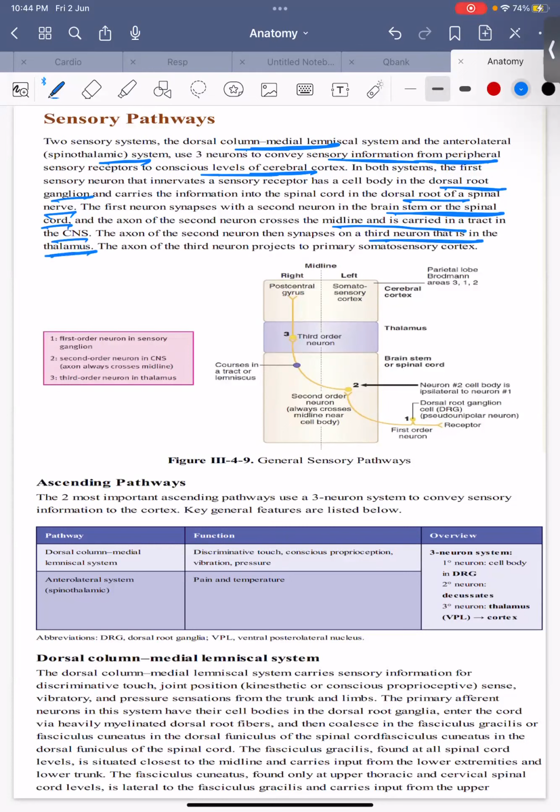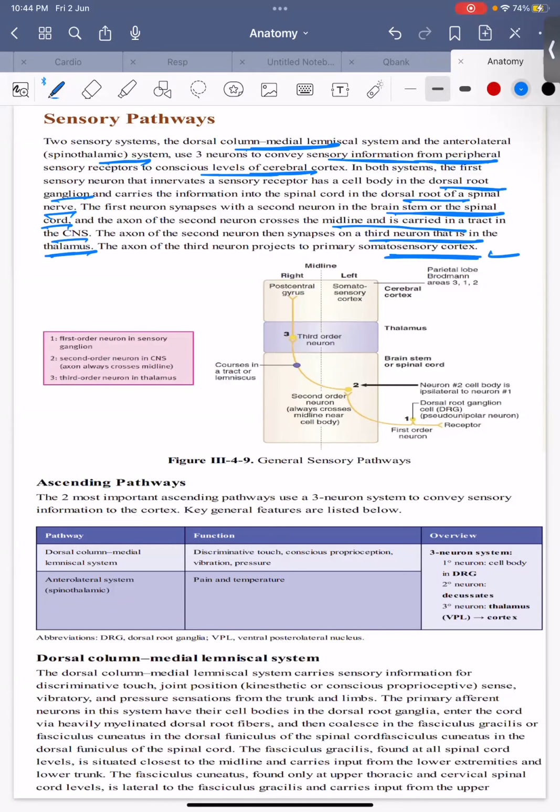So first, we have the dorsal root ganglia. Then after that, it goes at the level of the spinal cord to the brainstem, and then it is at the level of the thalamus. Now the axons of this third neuron go to the somatosensory cortex of your cerebrum. Now, this is the sensory pathway.